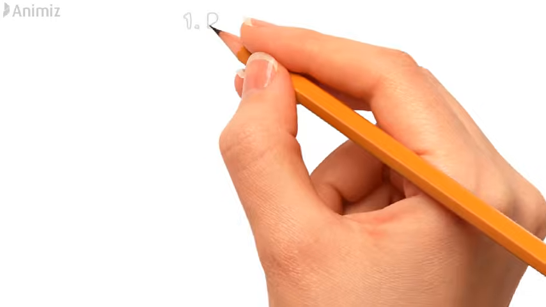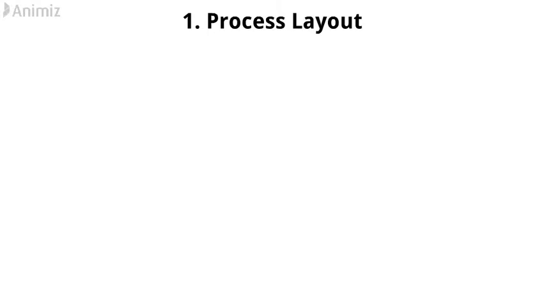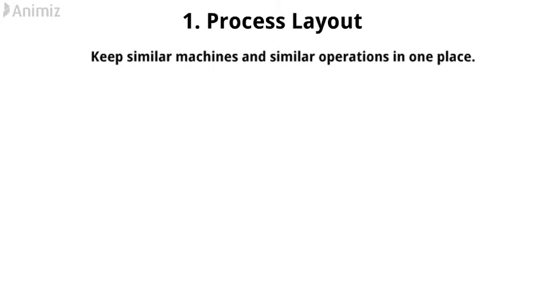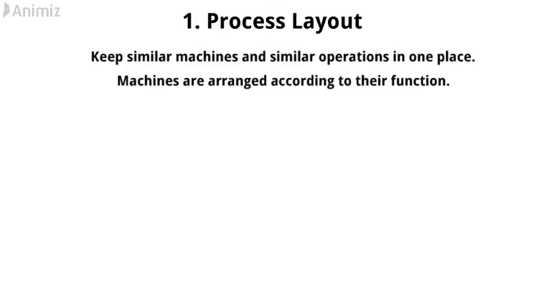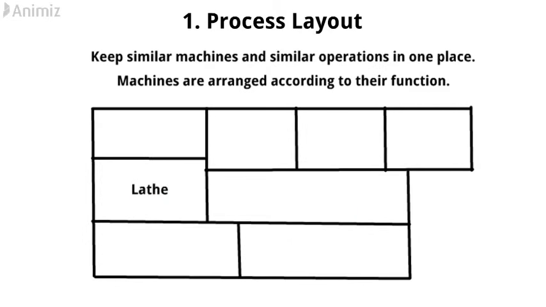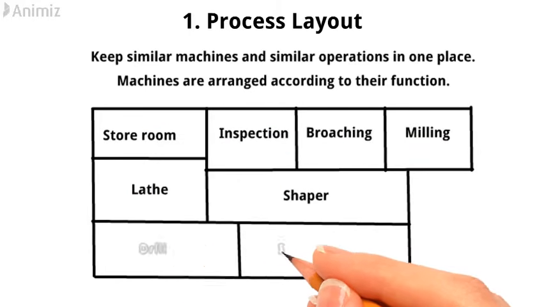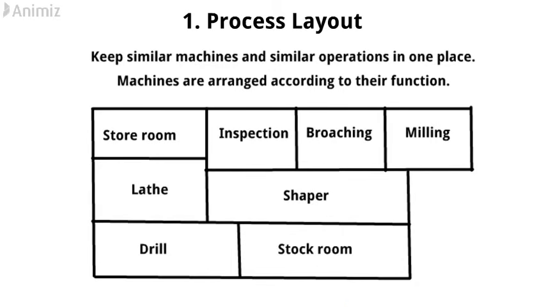1. Process layout. In process layout, keep similar machines and similar operations in one place. In other words, machines are arranged according to their function. In process layout, all the lathe in one place, all the milling in another, and so on, arranged according to their function. Now, understand the layout by an example.